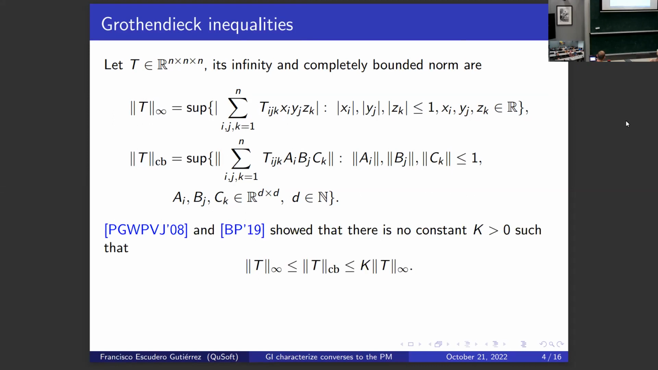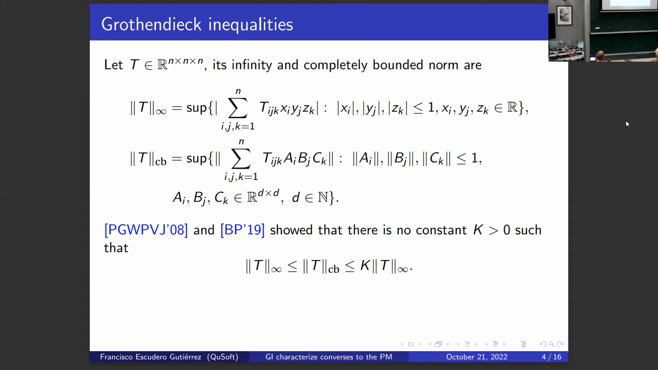Now, there is no constant that allows us to upper bound the completely bounded norm by the constant times the infinity norm. This can be regarded as a consequence of a few works, for example, a work of Pérez-García, Wolf, Palazuelos, Villanueva, and Junge that was done in 2008. And there they saw that there are unbounded violations of Bell inequalities when you have 3 players. Also, this can be regarded as a consequence of a work of Job Prieto and Carlos Palazuelos of 2019 that we are going to use a bit later.